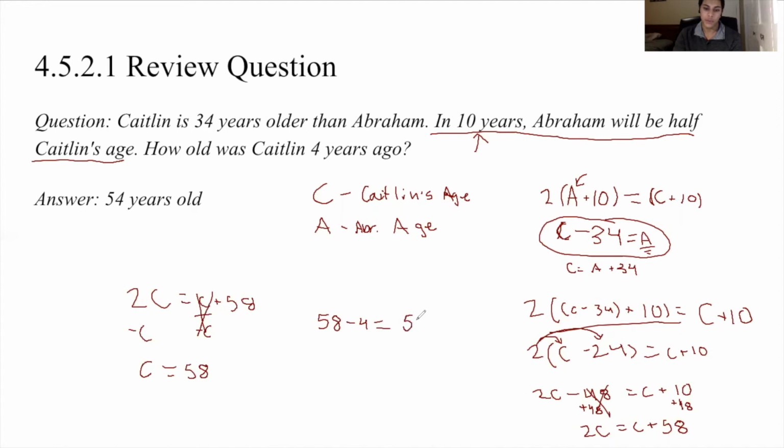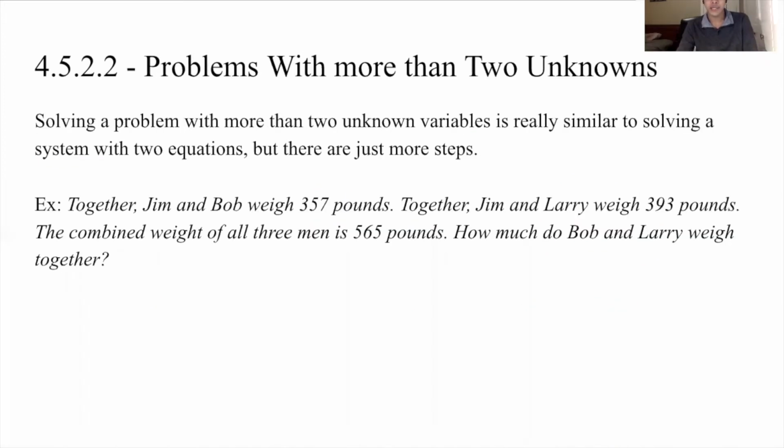All right, and finally, we need to talk about a little bit more complicated systems questions, which are systems of equations with more than 2 equations, or more than 2 unknown variables. Solving a problem with more than 2 unknown variables is actually really similar to solving if you only have 2 equations. There are just a few more steps. So I have an example question here that I'll go over how to solve with steps.